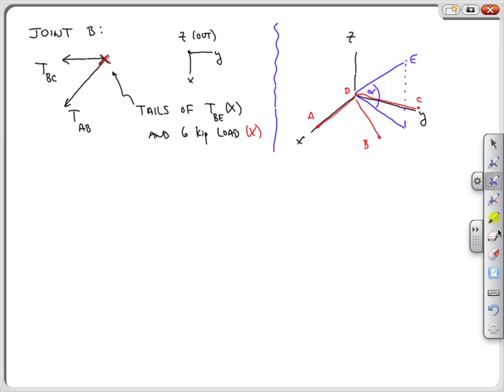If we have n members coming together at a joint, and n minus one of them are coplanar, and there is no external load at the joint, or more precisely, there is no external load with a component in the non-coplanar direction, then equilibrium normal to the plane requires the non-coplanar member, in this case DE, to carry no load and be a zero-force member. Now let's proceed to joint A.